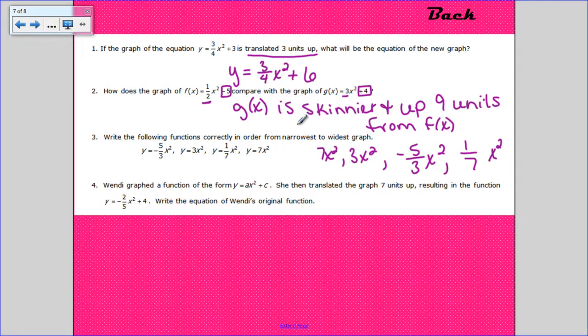All right, last one. Wendy graphed a function in the form y equals ax squared plus c. She then translated the graph 7 units up, giving her the function -2/5 x squared plus 4. We want the original function. All she did was translate it up 7 units, which means the only number that changed was this plus 4. So I know that her original function started with -2/5 x squared. I didn't change the width at all.